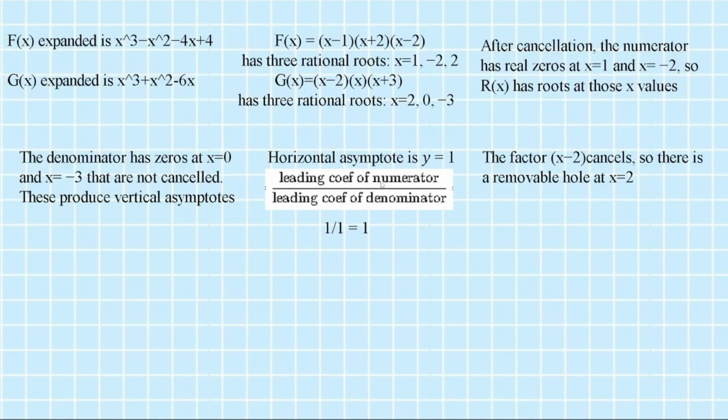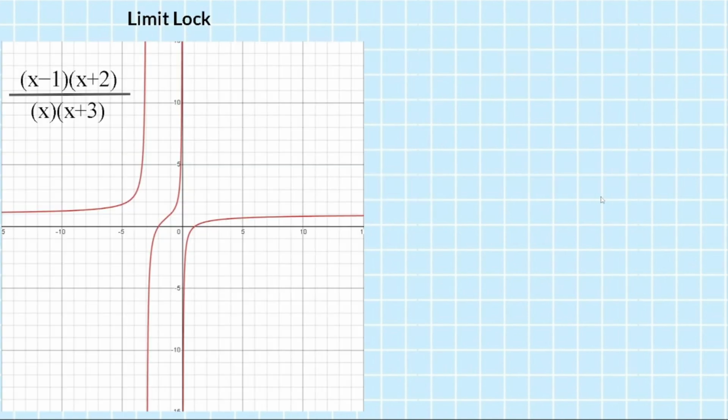For the horizontal asymptote, since the degrees are both the same, we take the leading coefficient of the numerator and the leading coefficient of the denominator, which is 1 in both. So 1 over 1 is equal to 1. So the line of the horizontal asymptote is y equals 1. And then, as we established, since we canceled the factor x minus 2, we get a hole at x equals 2. Now, the name of my function is called limit lock, and I'll explain that in a sec.